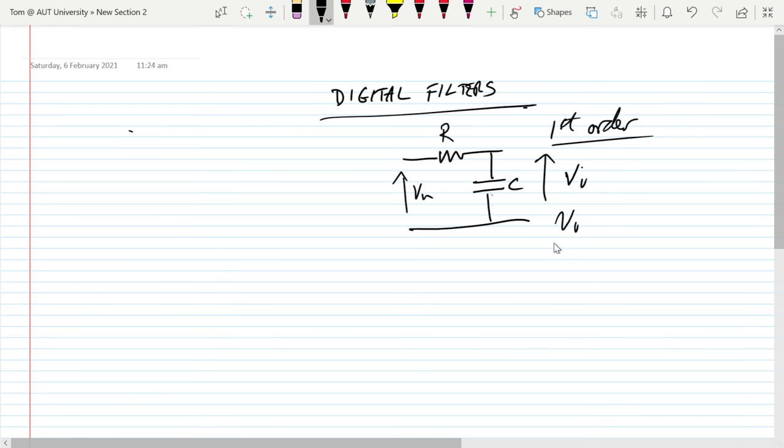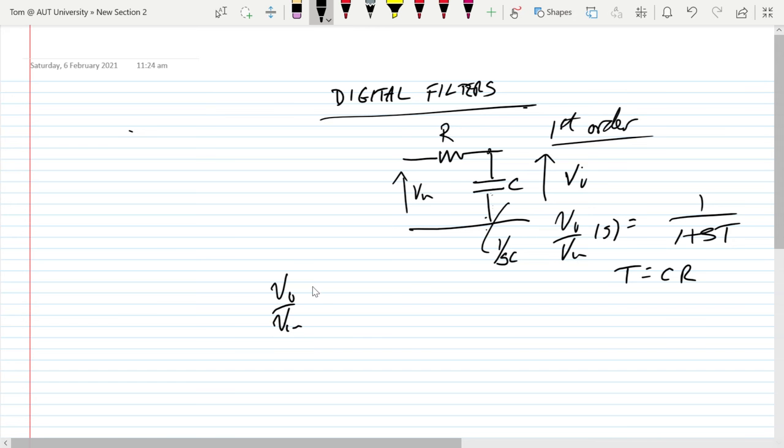So V out over V in, if you do the sums here, we can write it in Laplace form as 1 over 1 plus sT. That's the commonest form, where T is CR. And you get that because this is a voltage divider of Vin, the capacitor, and it's got an impedance of 1 upon sC, or 1 upon j omega C, and R, and when you do the sums, you get that. You can also write it in j omega form. It's 1 over 1 plus j omega T, where s, of course, is equal to j omega.